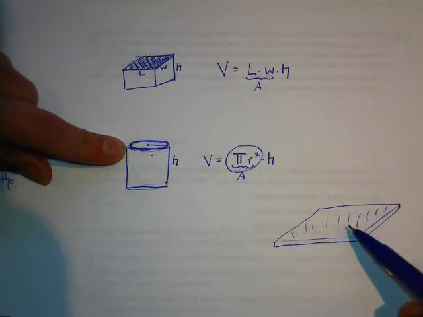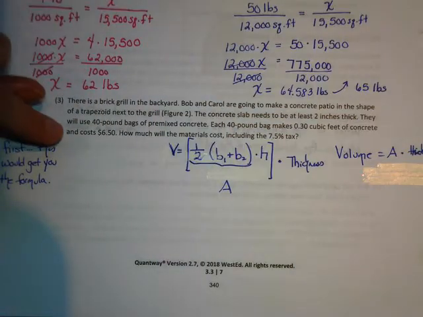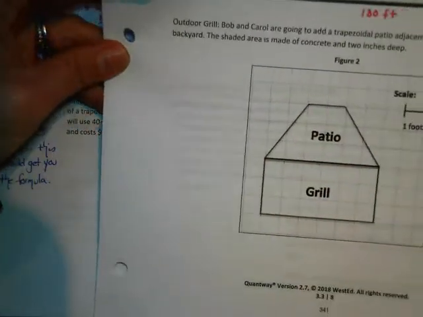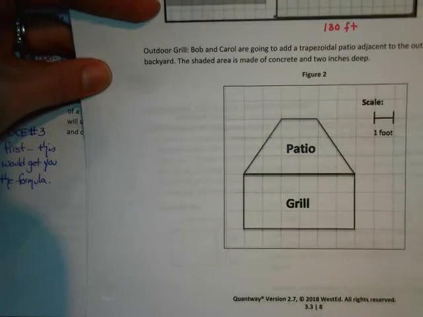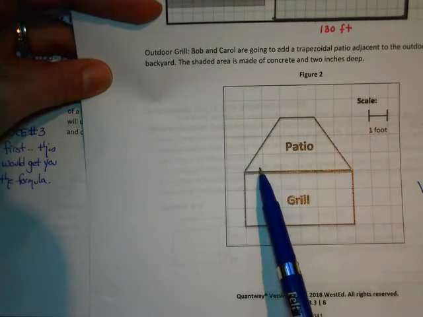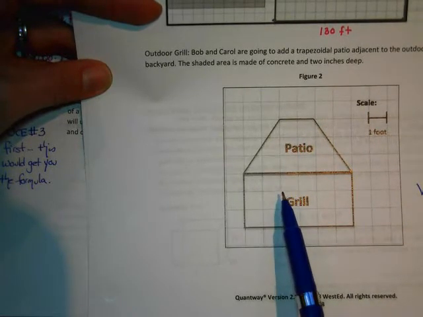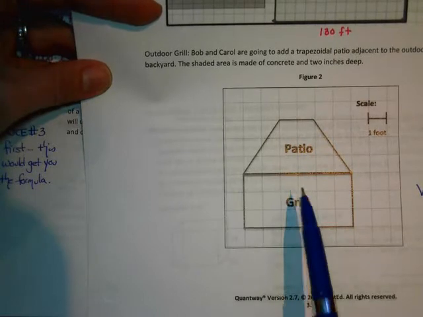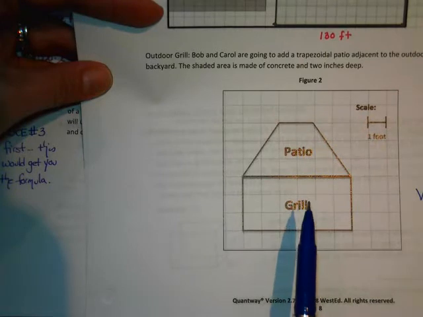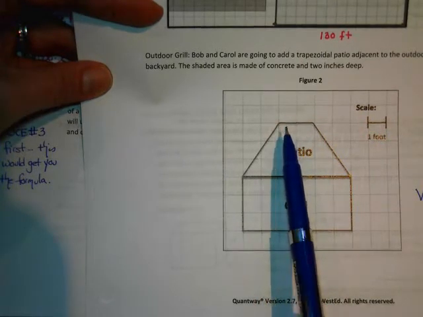Okay? So let's look at Bob and Carol and what kind of home improvements they want to do. So Bob and Carol have this plan where they want to pour a patio, right, in the shape of a trapezoid right next to their grill. All right? So in order to understand how to find the volume of a trapezoid, you have to be able to understand the formula.